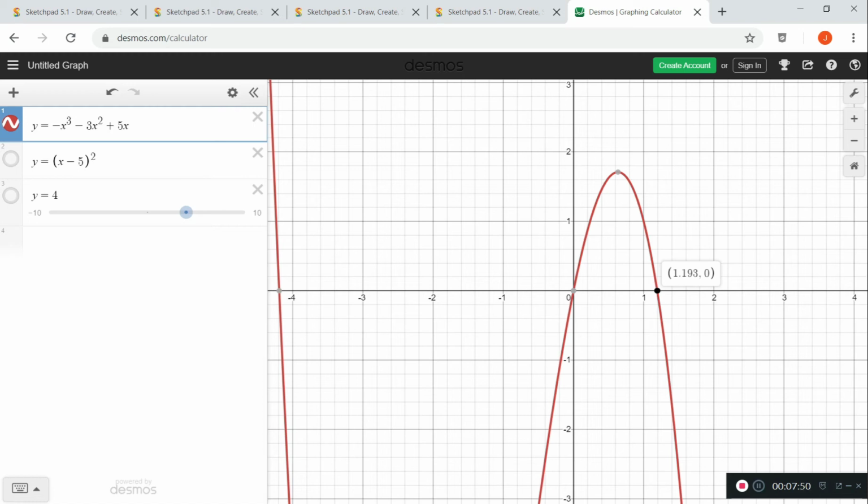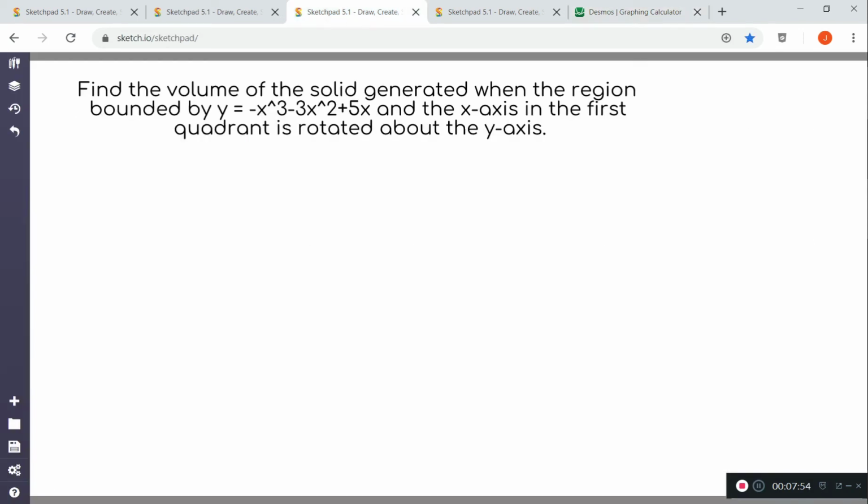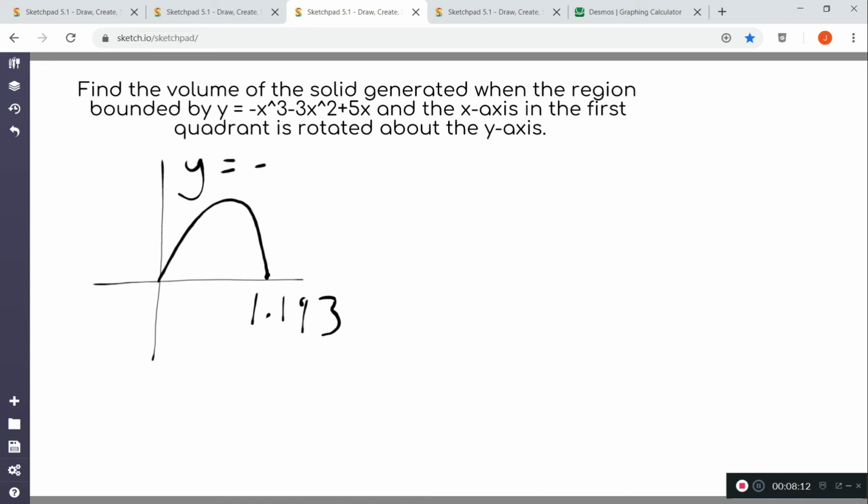And we're rotating around the y-axis. So if I draw a rough sketch of that, it's going to look similar to our sine curve. And this is going to be at 1.193. Now, if we look at this equation, we actually see something a little bit more in line with what I was talking about earlier.